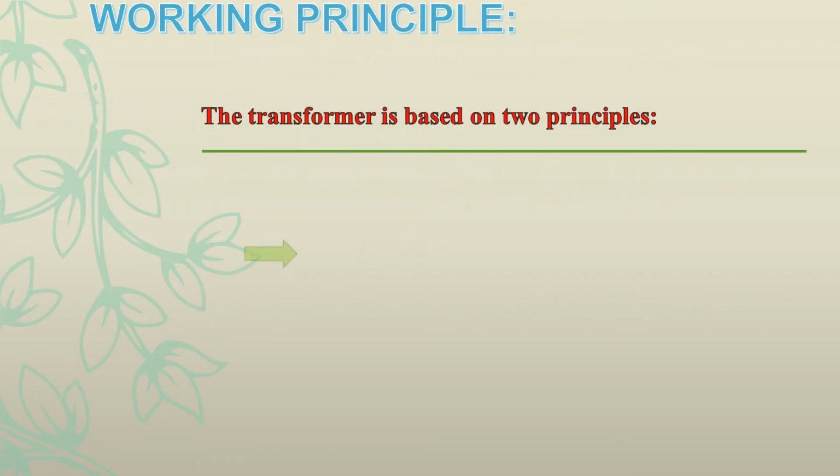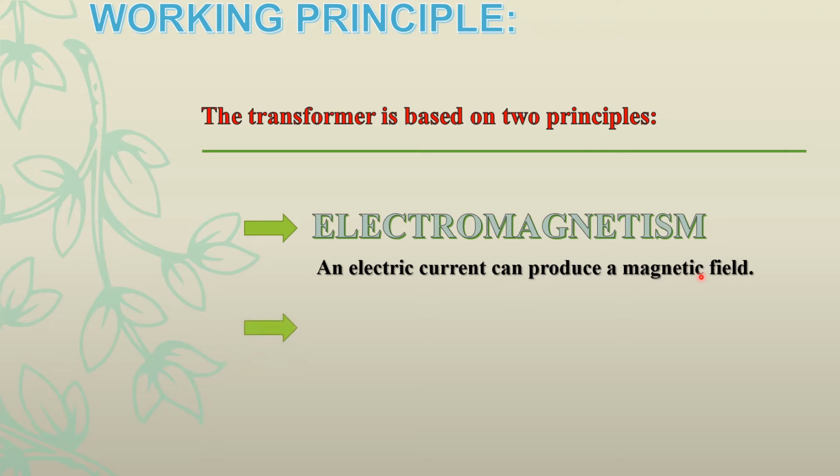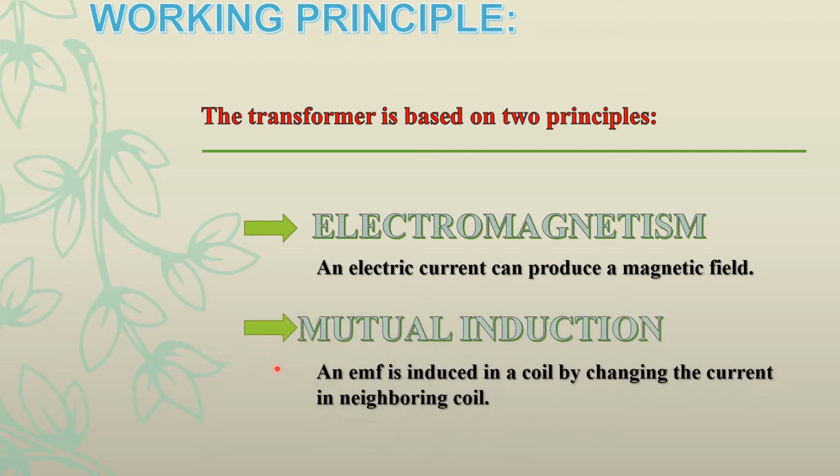Working principle of transformer. The transformer is based on two principles: electromagnetism. An electric current can produce a magnetic field. And second principle is mutual induction. An EMF is induced in one coil by changing the current in neighboring coil. You are aware of both the principles, and in transformer we use these two principles.